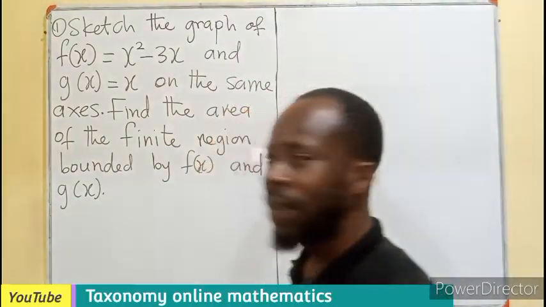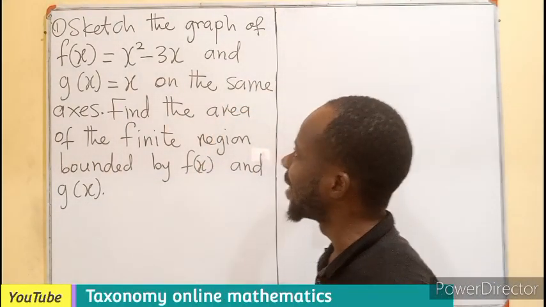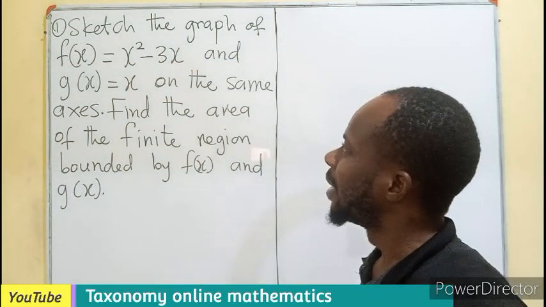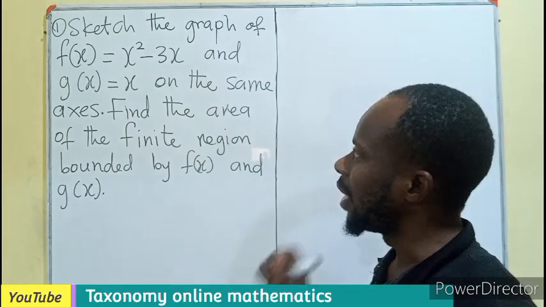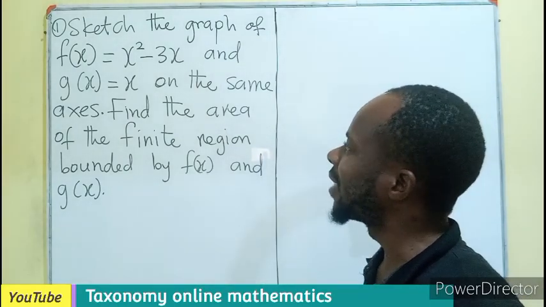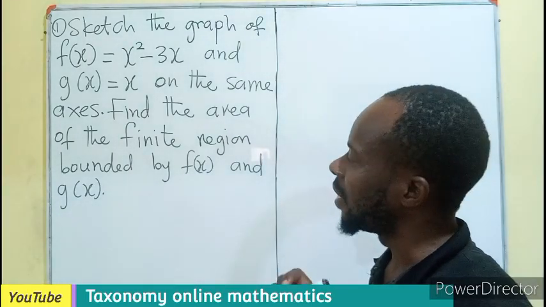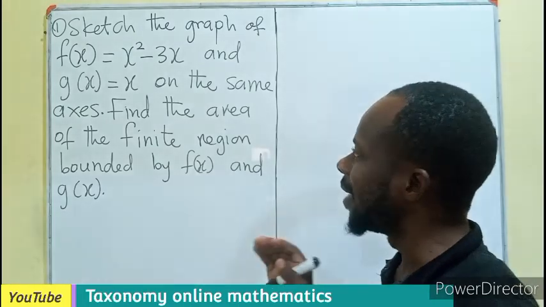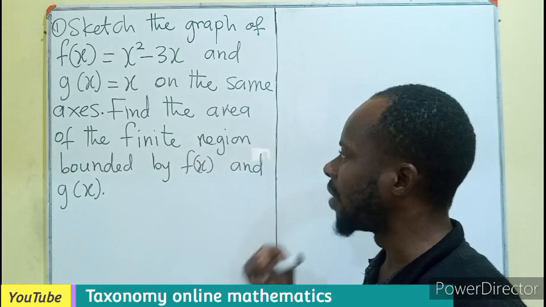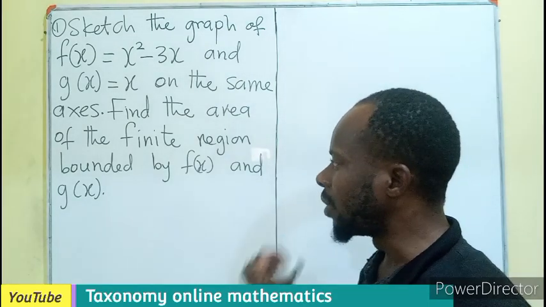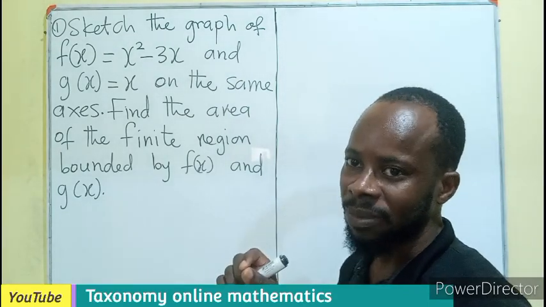Hello, let's provide an answer to this question under calculus. We are to sketch the graph of the function f of x equals x squared minus 3x and g of x equals x on the same axis, and then find the area of the finite region bounded by the two functions.